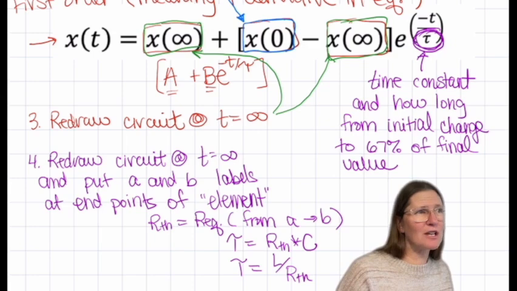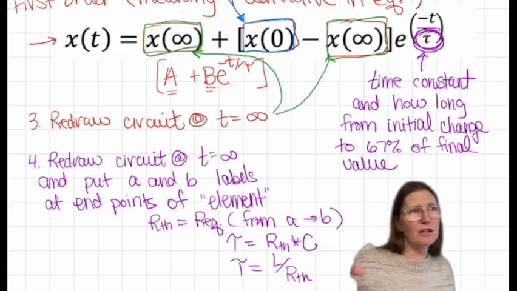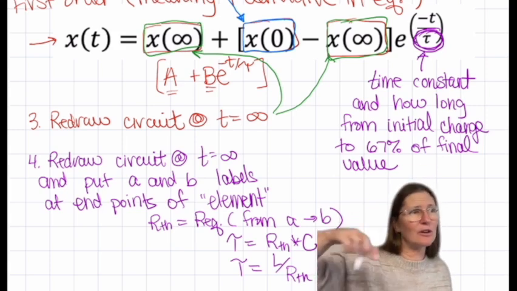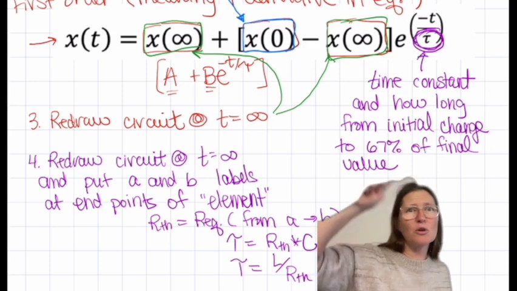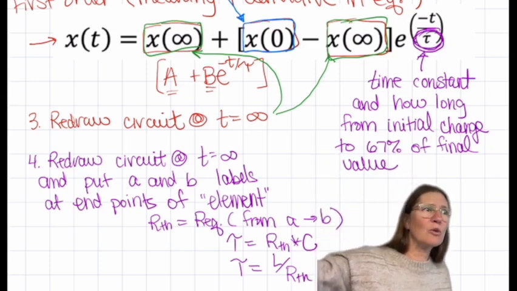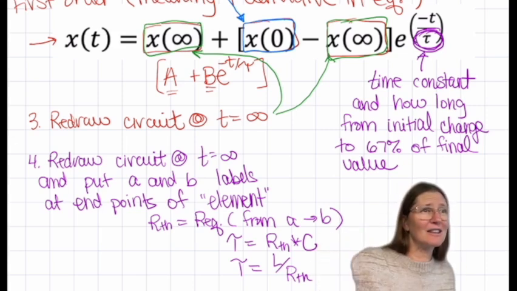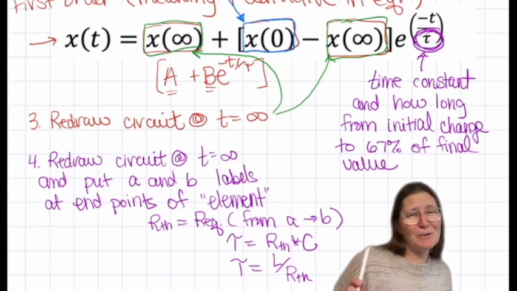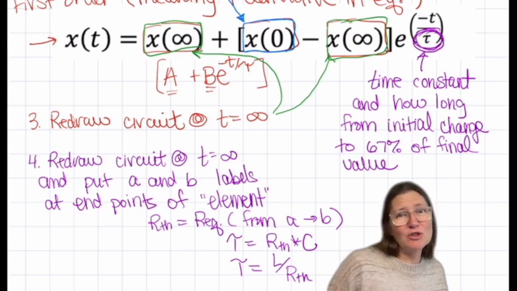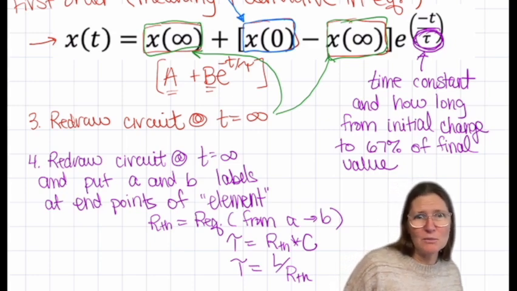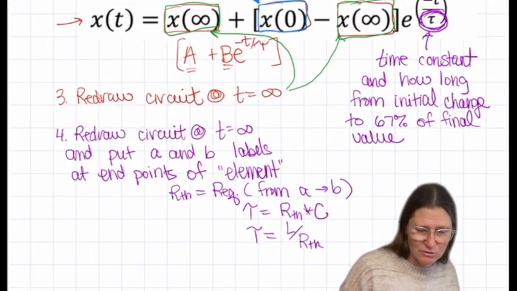Think back about what tau means. Tau is dependent on the final value of the circuit, as it either goes all the way down or it goes up. So you don't care about the initial time, it's not going to help you determine the tau. So you need that final circuit. Okay, so wrap your heads around that one. Once you have all these values, then you can plug them into the general form equation.